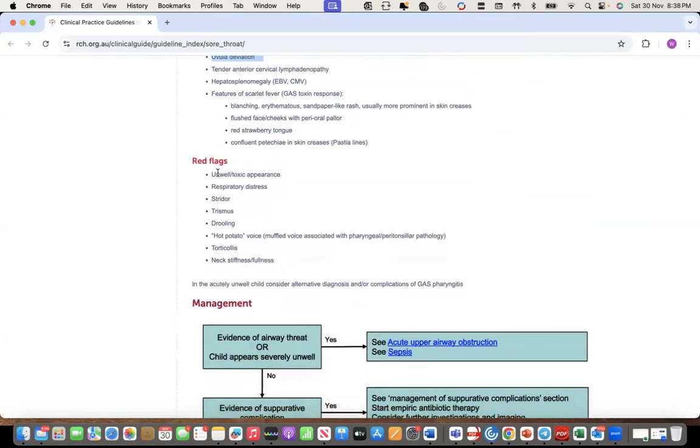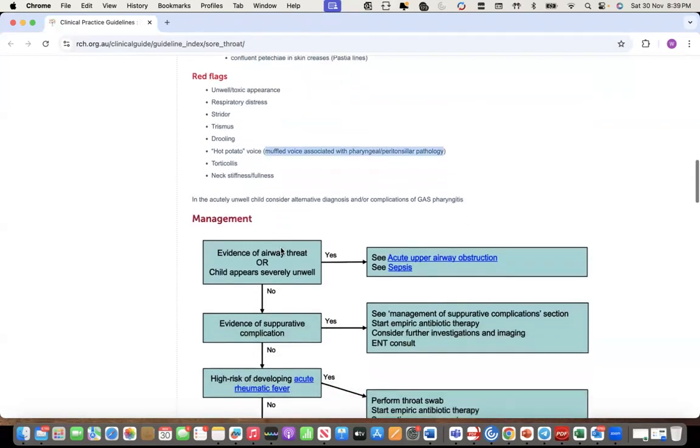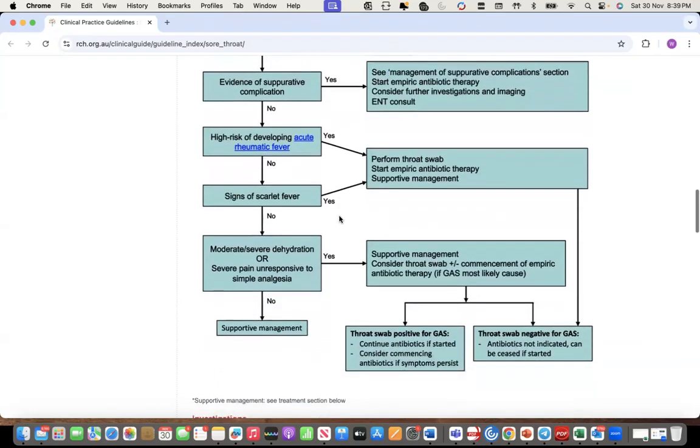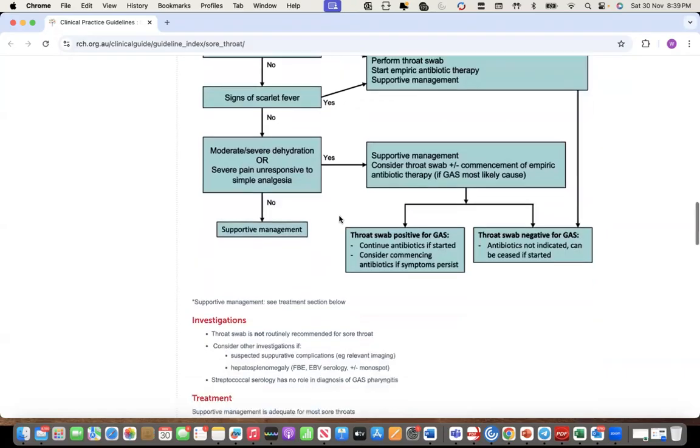And these are again the red flags: toxic appearance of the child, respiratory distress, stridor, drooling, trismus, or muffled voice. All of them were included in our question. And this is the management. This flow chart is quite helpful when you see the management of upper airway obstruction, when the child is severely unwell, how you can refer the child and what you want to do.